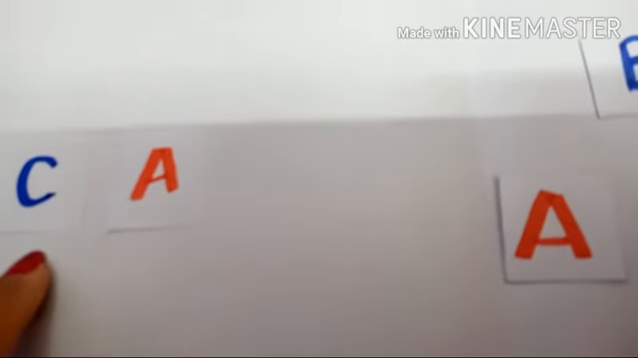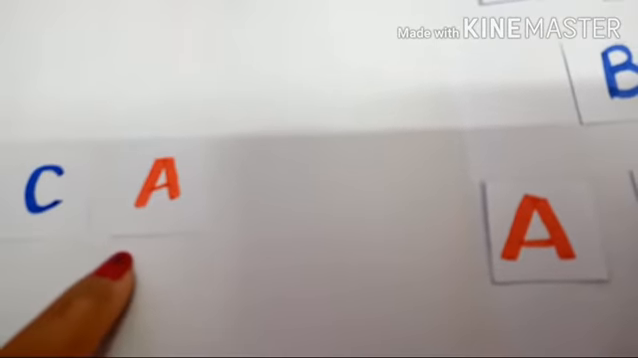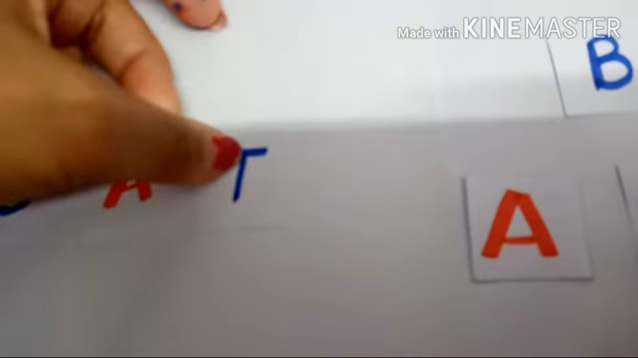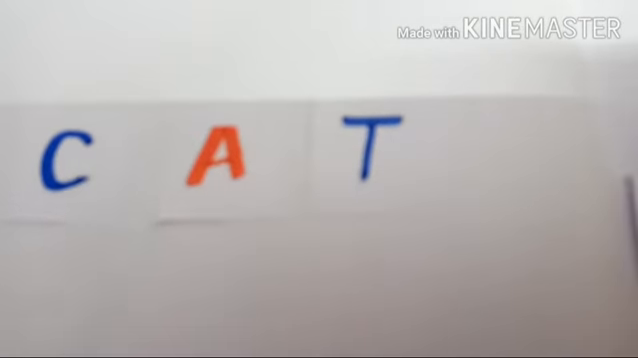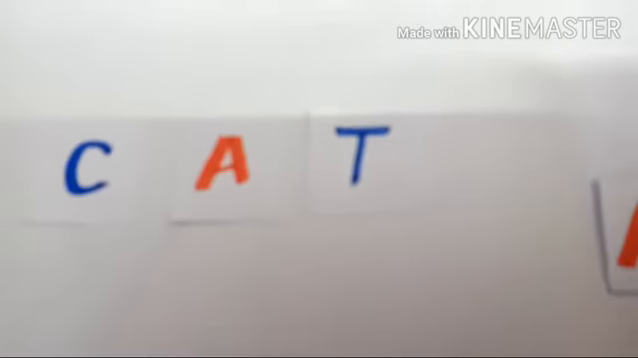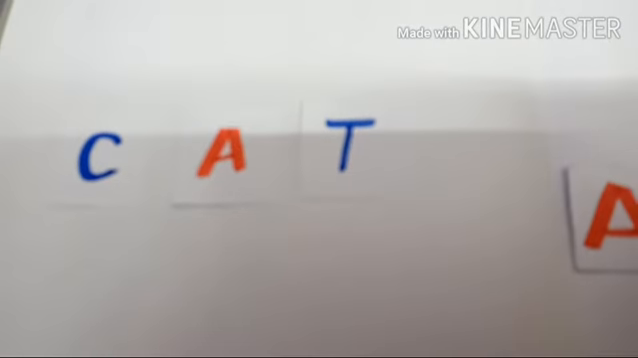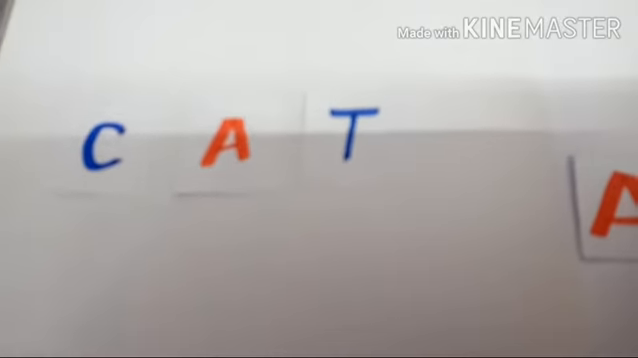Now our next word is C A. Now what letter should be here? C A. Come on, find out the letter. Here should be T. Now read aloud the word. C A T, cat.